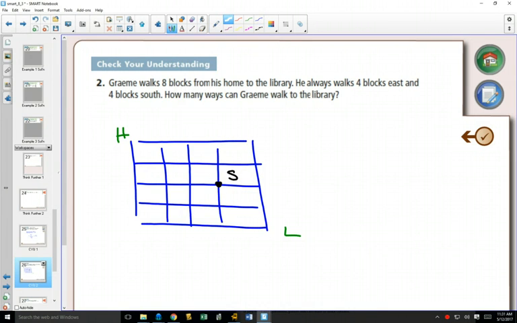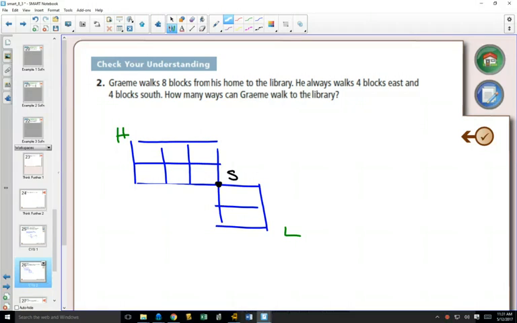Can you see that he will never go to these sections now? Because if he went to any of those sections, he wouldn't be able to walk past Sally's house without backtracking. And similarly, he will never go to any of these sections. So if he's going to walk to Sally's house on the way to the library, it sort of breaks it up into two rectangles.